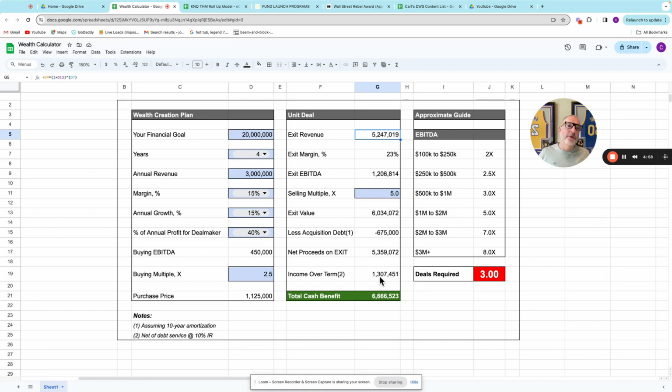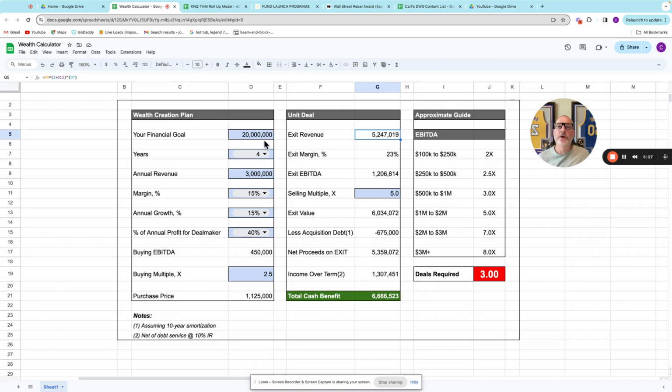And then what the model does, it calculates how much income you're going to earn over time in addition to that exit. So it takes the profitability, it nets out the debt service you have to pay, and then applies that 40% of what's left. So you're going to make about 1.3 million in change as well. So if you add the net proceeds on exit, 5.359 plus the 1.307, you're going to walk away over those 4 years, one deal, with about $6.6 million, right?